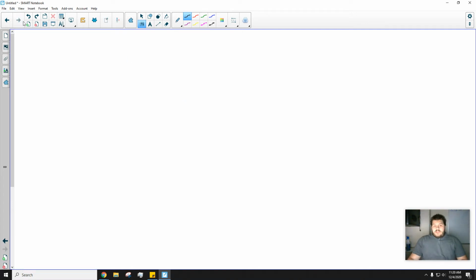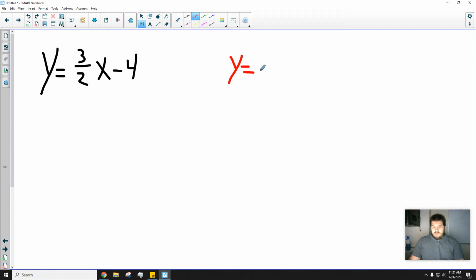So for perpendicular lines, their slopes have to be opposite reciprocals. So if I have the line y equals, let's just use our 3/2 that we used before, x minus 4, well, an opposite reciprocal of that would be like y equals negative 2/3 x minus 4.